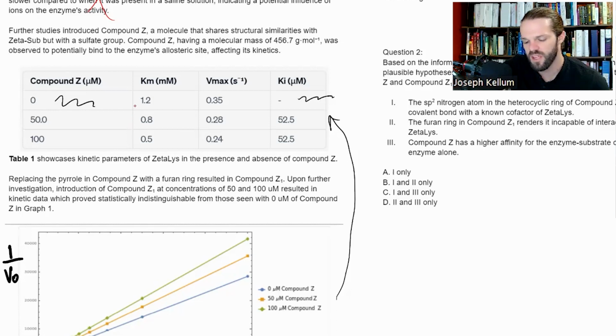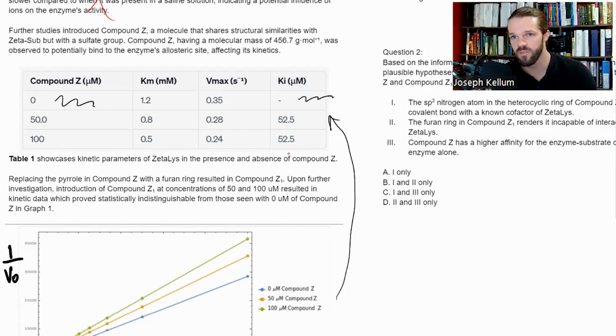So Km is the concentration of substrate necessary to reach 1/2 of Vmax. That is its formal definition. Another way to think about it is inverse of affinity. So if the enzyme's affinity for the substrate is very high, then the Km is going to be really low. If the enzyme's affinity for the substrate is very low, then the Km is going to be very high, right? So in this case, we see that Km decreases as we add more inhibitor. What that tells us is that the inhibitor leads to an increase in the enzyme's affinity for the substrate.